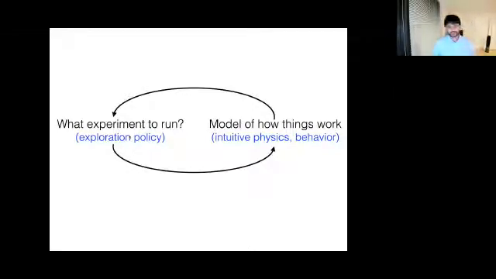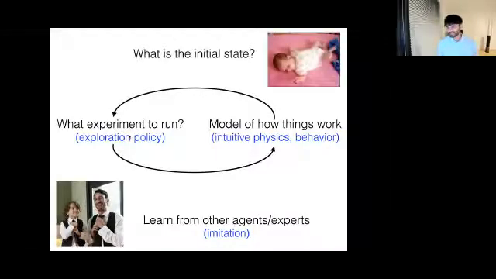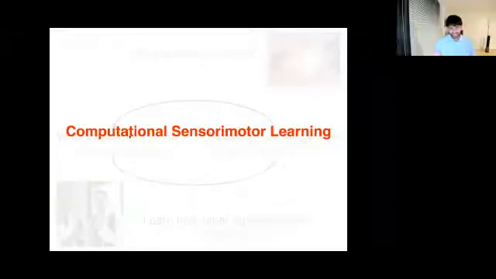Now, in general, there is too much to learn in the world. So sometimes you bias what you learn by observing other agents or getting some expert supervision. I'm not going to cover this as part of this talk, but I'm happy to talk about it. And then with any machine learning system, another question is, what is the initial state that you start off from? These are broadly the 4 questions that we try to address in the research theme that we call computational sensory motor learning. Think of this as a mechanism by which the agent is learning about the world.